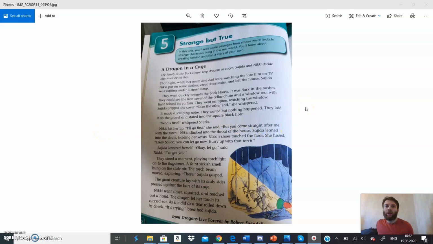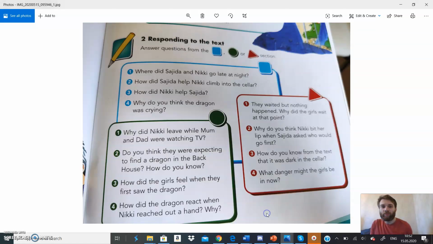Our next unit of work is going to be on narrative texts, which are fiction stories. So today we've got a comprehension task based on a piece of fiction writing. So read through the text at least once, firstly, and then have a look at the questions which are here.